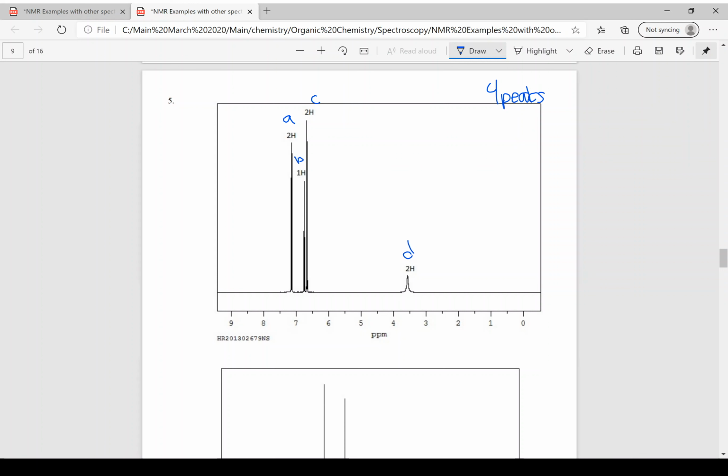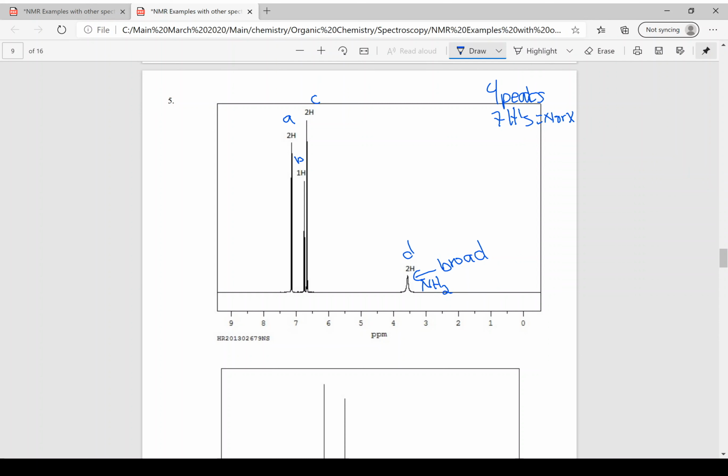I have 2, 4, 5, 6, 7. Oh, 7 hydrogens. So I have a nitrogen or a halogen. And this right here, that is very broad. That comes from hydrogen bonding. So that is probably an NH2.